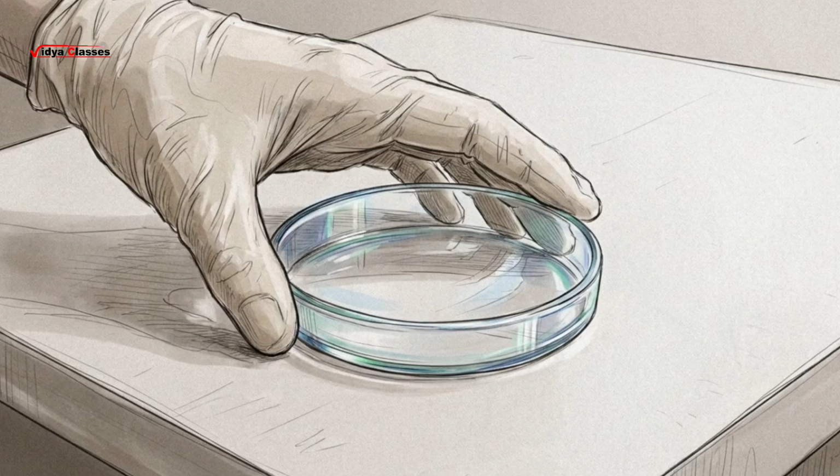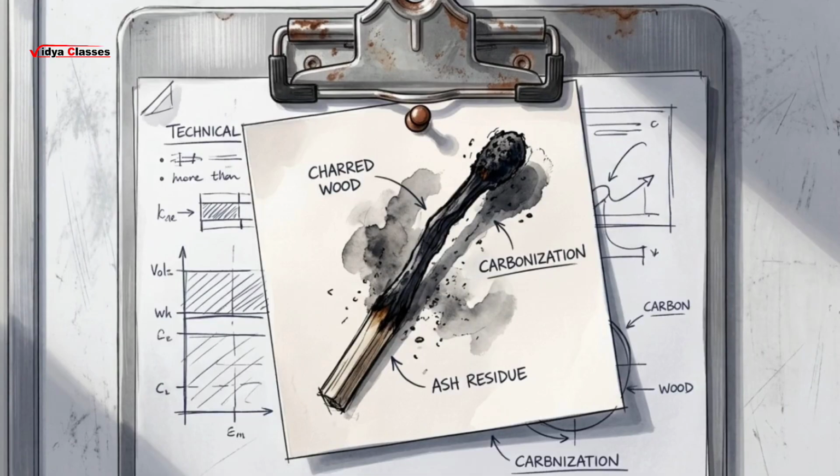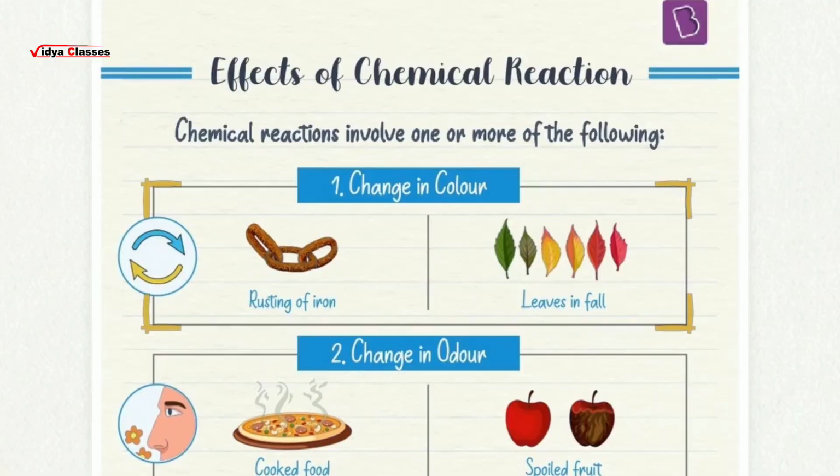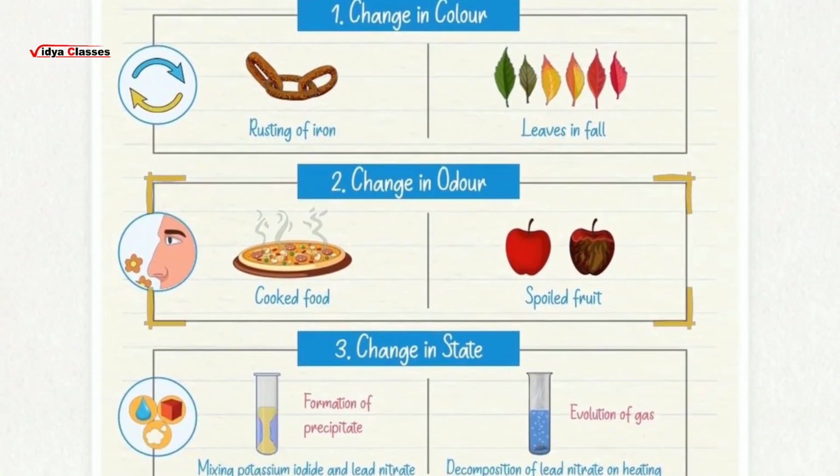To prove an invisible atomic transformation occurred, we have to look for specific physical indicators left behind in the macroscopic world. When atoms swap partners, the new structures they build leave behind distinct observable signatures. These signatures manifest as a shift in physical color, like rust on iron, or detectable odors, like spoiled fruit.